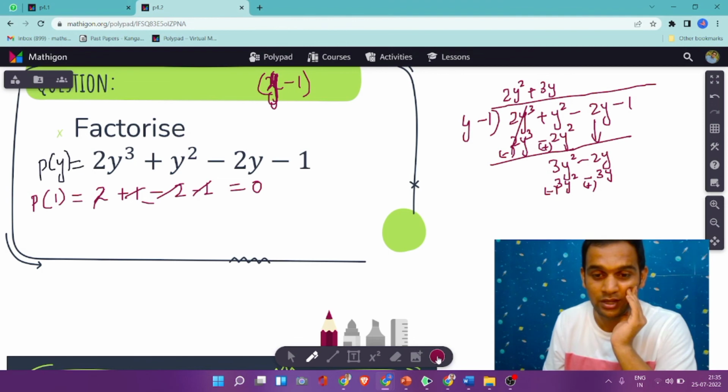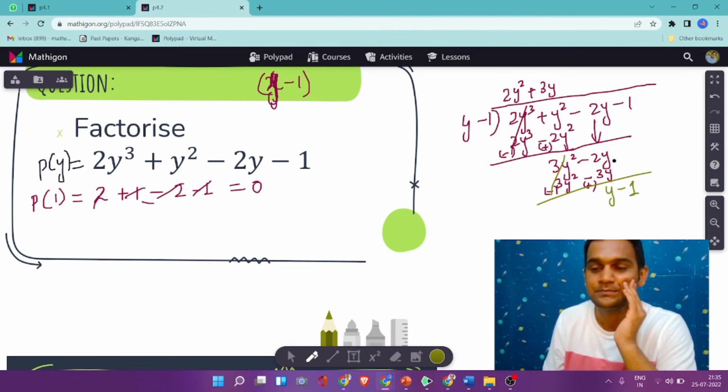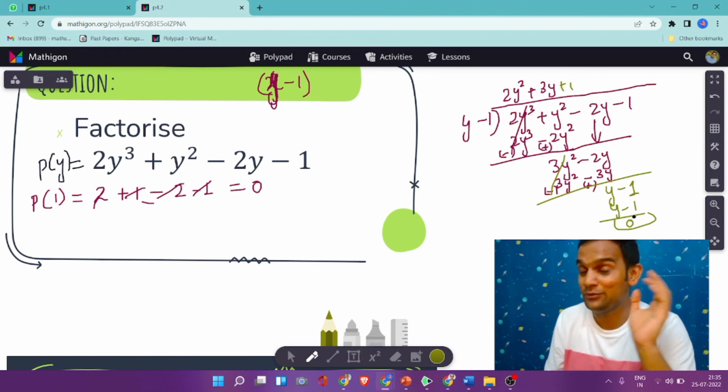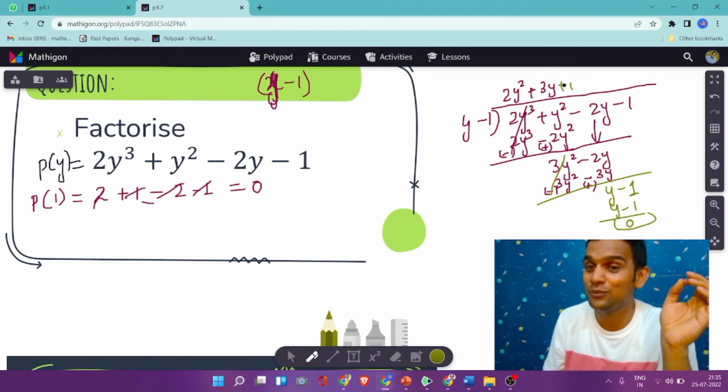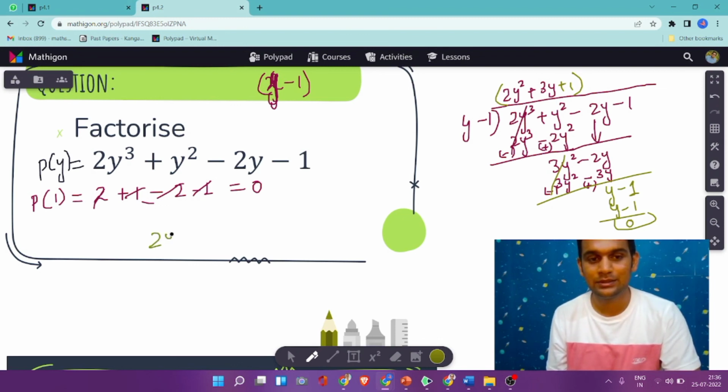Yes, let me change the color also. If the sign is changing, why not color? So this will be 0. So minus 2 plus 3, you get y minus 1. And then you must multiply it by plus 1. You get y minus 1. And the remainder is 0. As we discussed, since y minus 1 is a factor, obviously the remainder was supposed to be 0. So this quotient which we have got, that is 2y squared plus 3y plus 1, is also a factor.